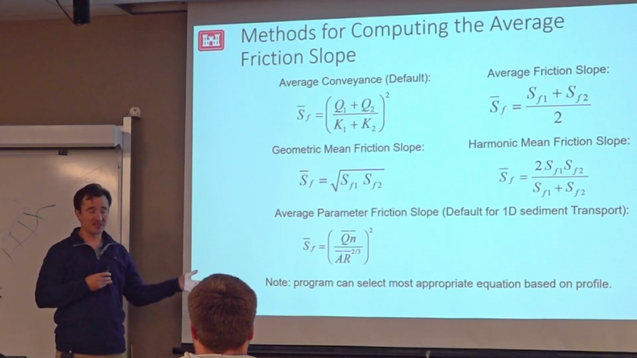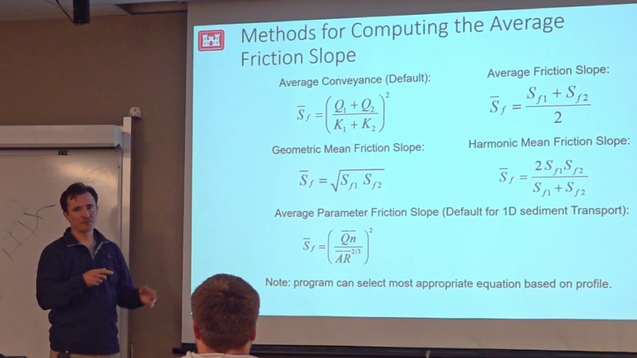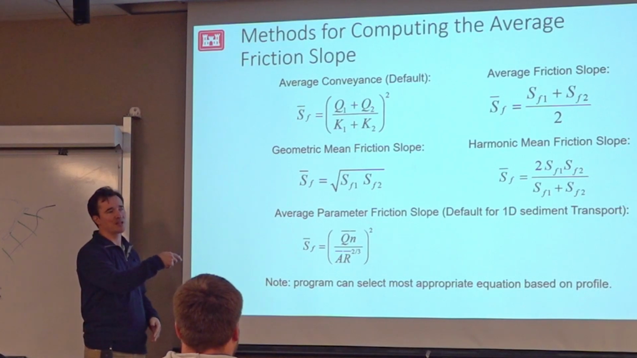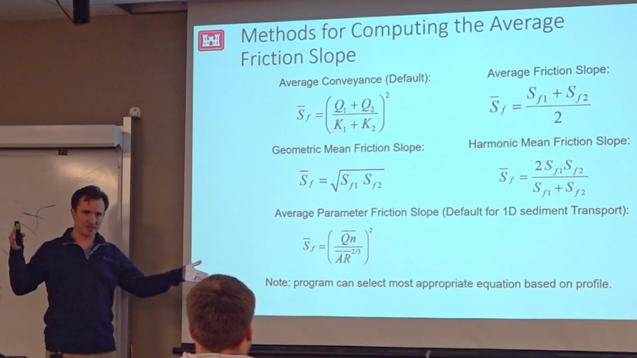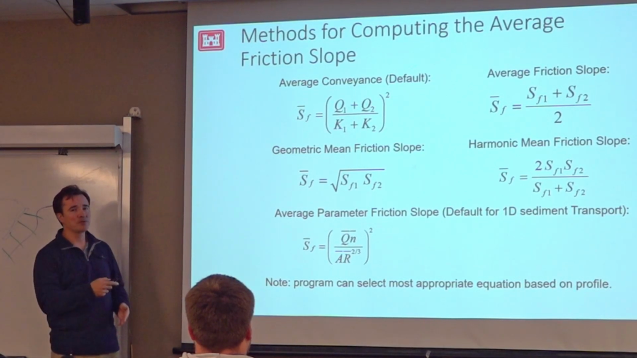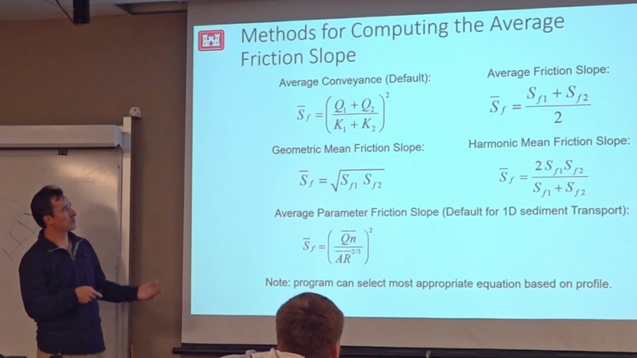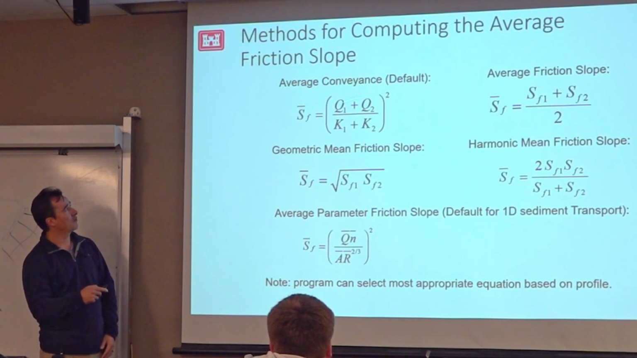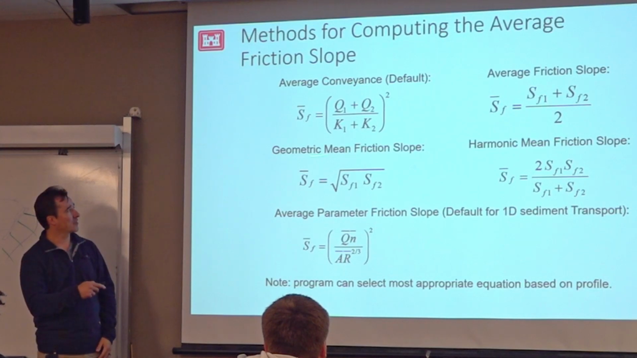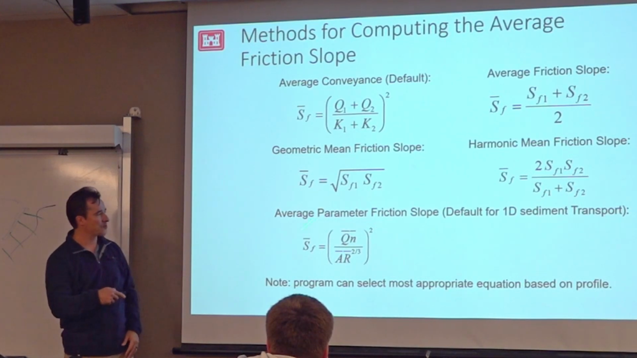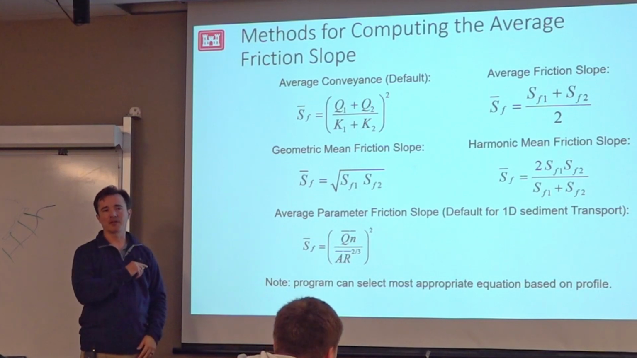at least 1D steady flow and 1D unsteady need an average friction slope between cross sections because the energy losses, the friction losses are computed between cross sections, right? So how do you compute that friction slope between cross sections? Well, there's many ways. The default way is this average conveyance approach that's shown here, but that's just the default. There's these other options that you can go in and experiment with.